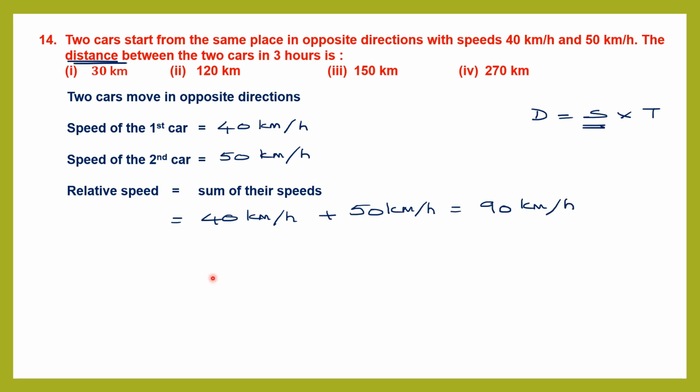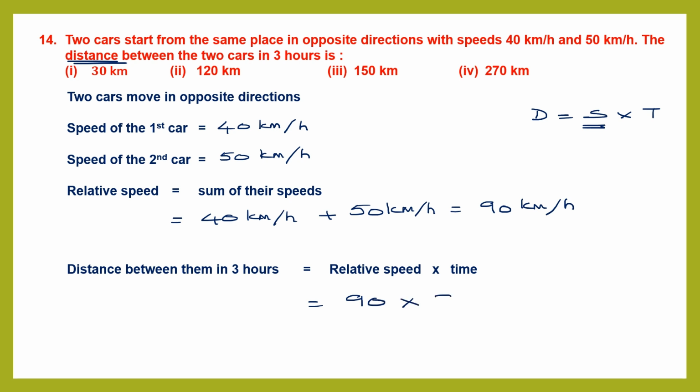So now we have the time, 3 hours, and we have the speed, 90 kilometers per hour. Now we can find the distance. Distance is relative speed into time, and the relative speed we just found is 90 kilometers per hour and the time is 3 hours. So 90 into 3 is 270. And what have we found? The distance. That means this is 270 kilometers. This is our answer, and that is option 4.